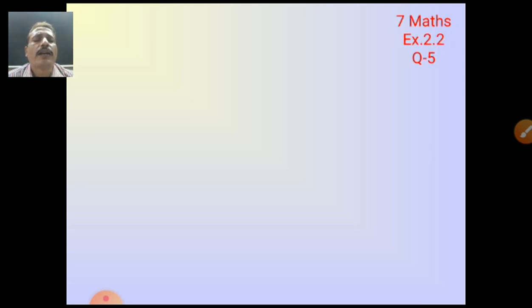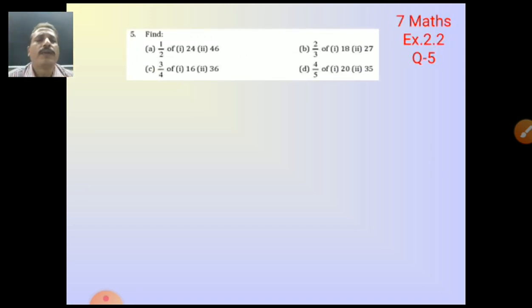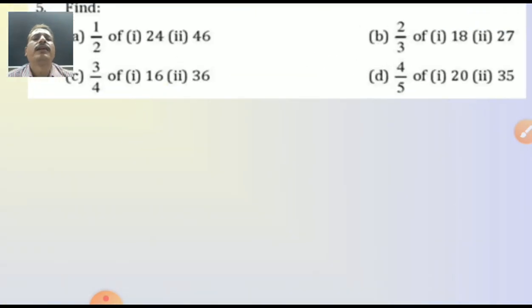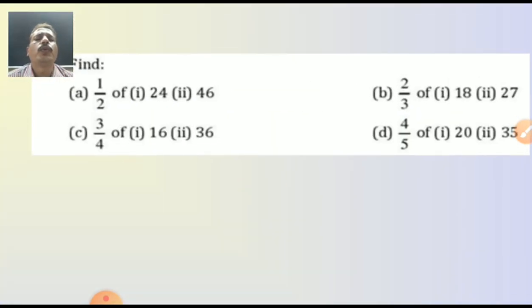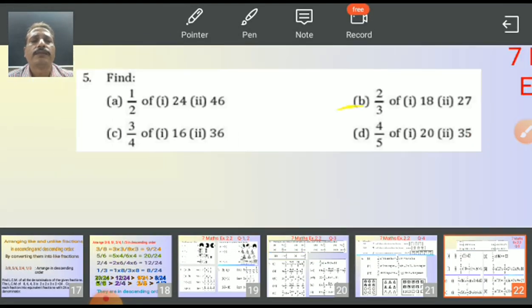Question number 5 asks us to find 1 upon 2 of first A, 24, and second, 1 upon 2 of 46. In one question they ask 2. Understood? A question having 1 and 2, B also having 1 and 2. Let's see the answer for this one.